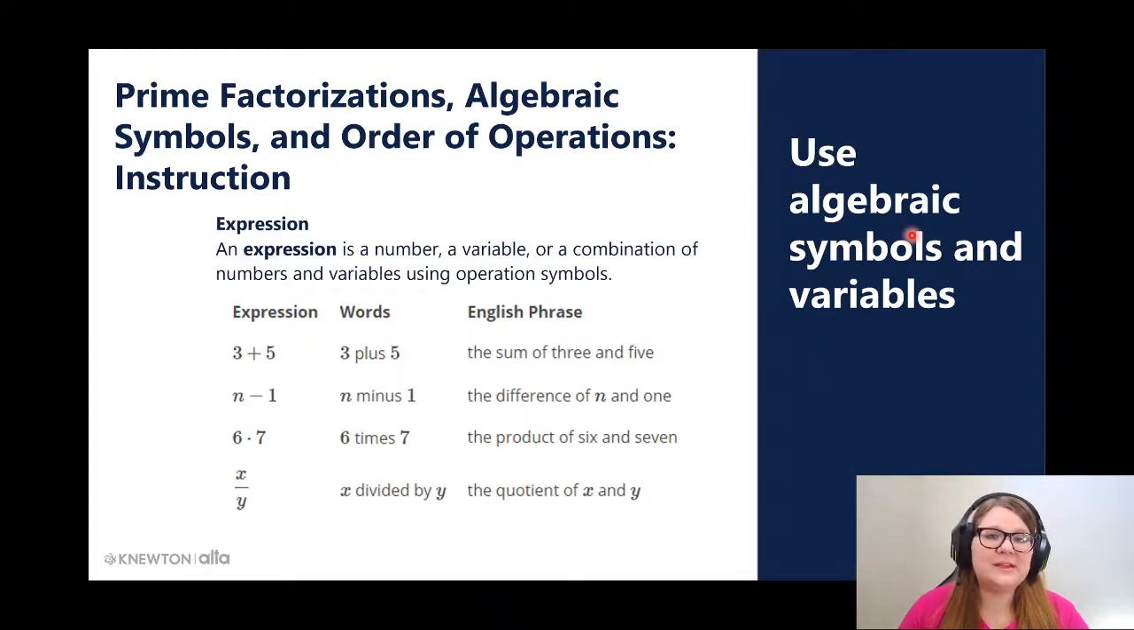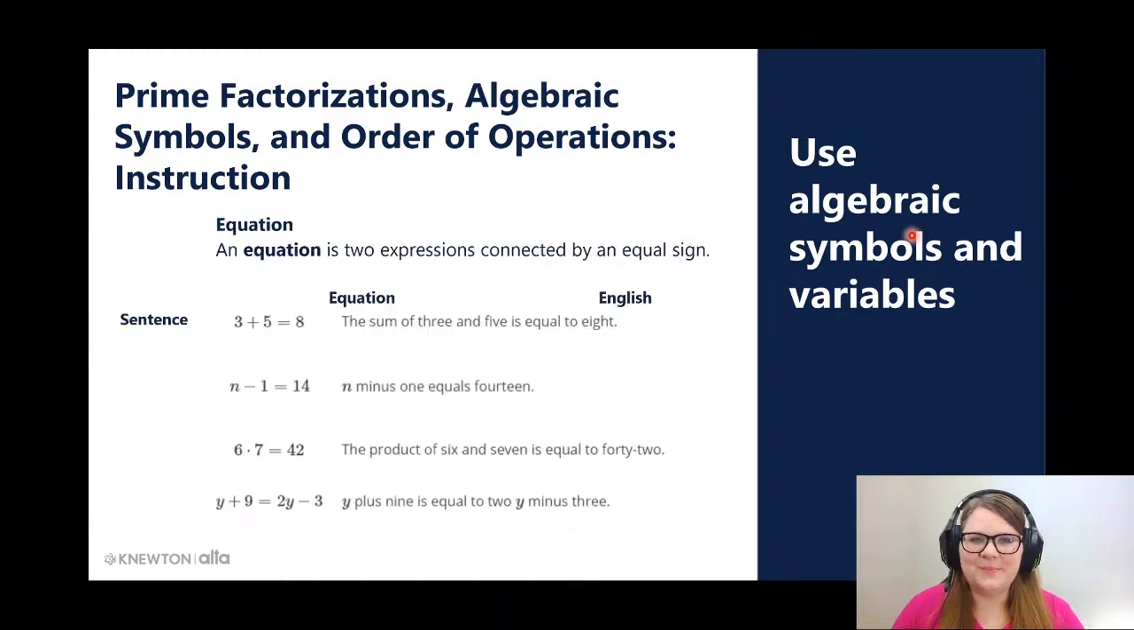Now, another term we need to know is expression. An expression is a number, a variable, or some combination thereof that uses operation symbols. So you can see we have some examples here. 3 plus 5 is an expression. n minus 1 is an expression because we have variables and constants that are having some sort of operations. Operations will be adding, subtracting, multiplying, dividing, things along those lines.